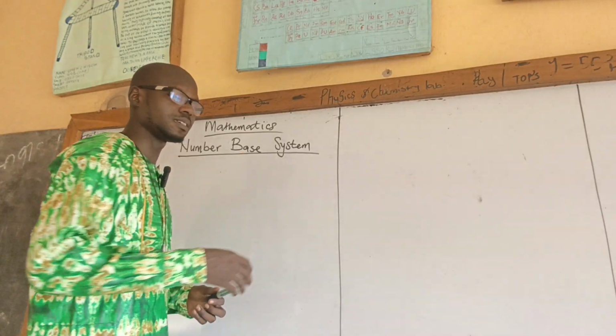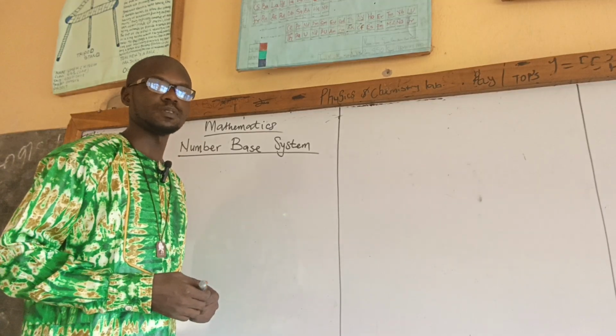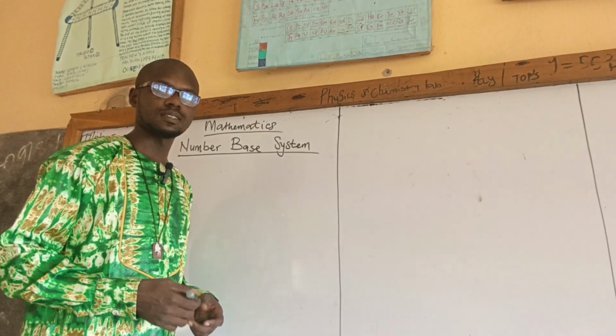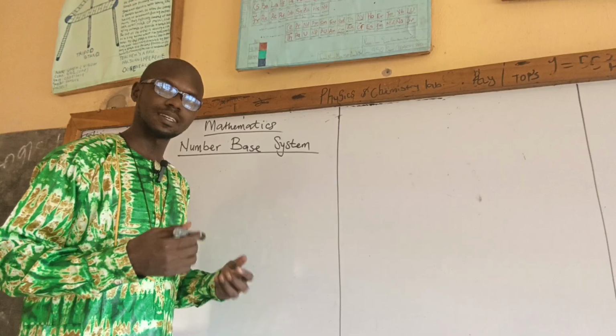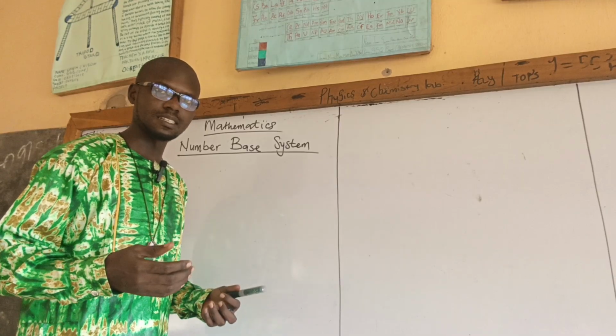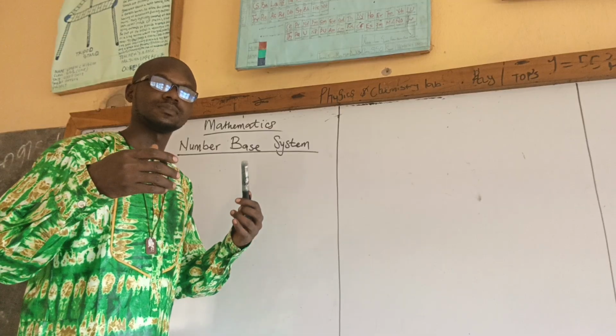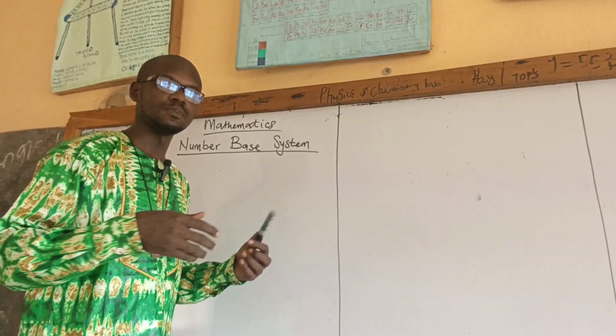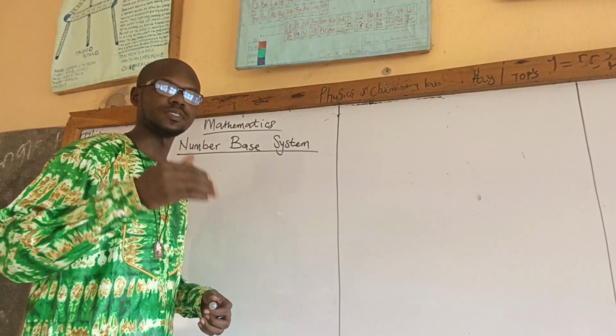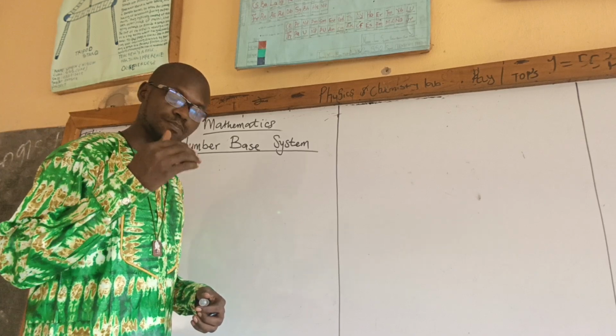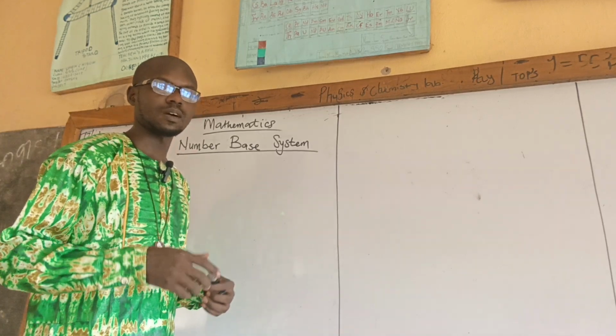For instance, base two numbers are called binary numbers. Base 10 numbers are called denary numbers. We have base 8, which is octal numbers. We have base 11, base 12, base 3, and all of that. So each of them has a specific name that they are called.